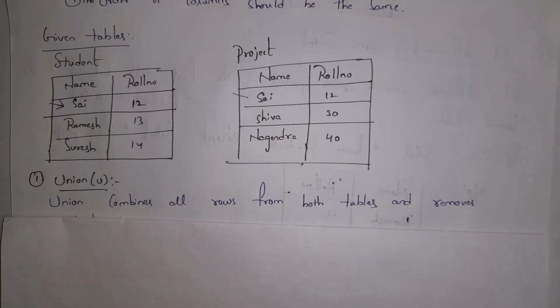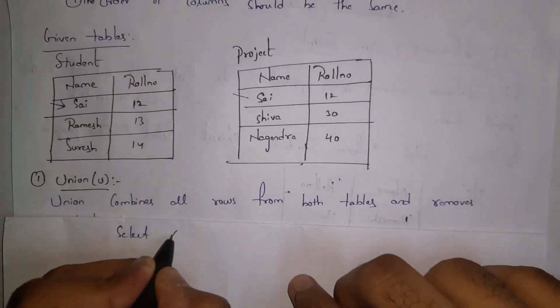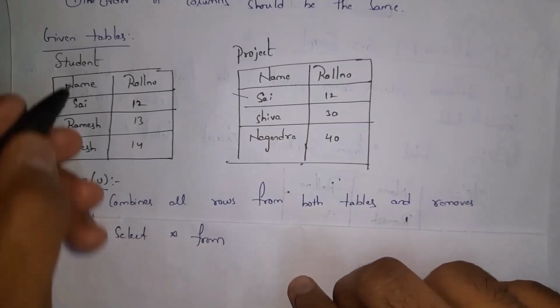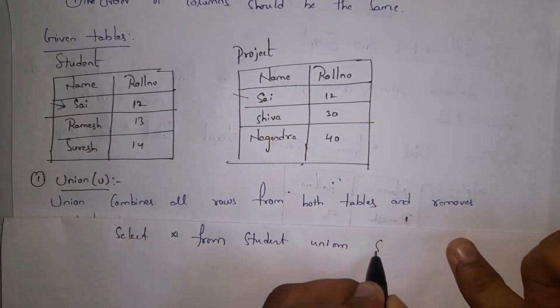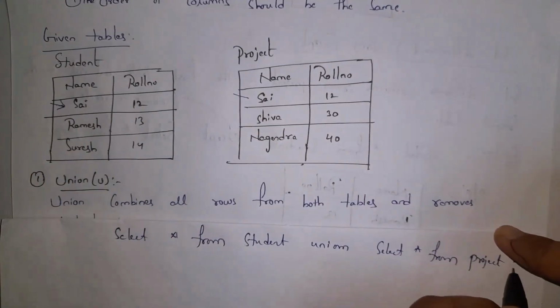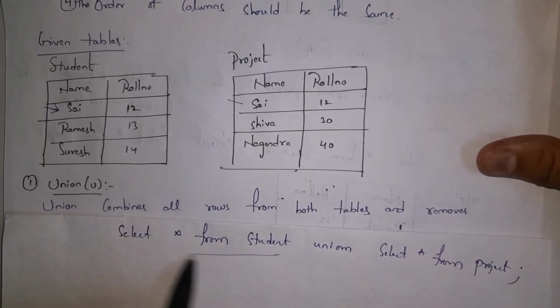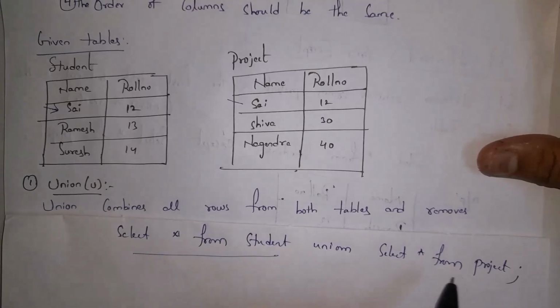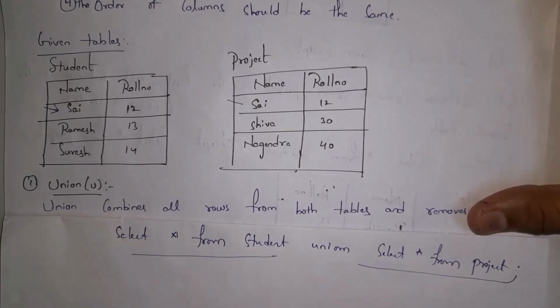So this is the query you need to write in order to perform the union operation, that is, select star from table name. That is the first table name student, union, select star from the table name project. At last I give a semicolon. So: select star from student, union, select star from project. Whenever I execute this query, I'll get output.